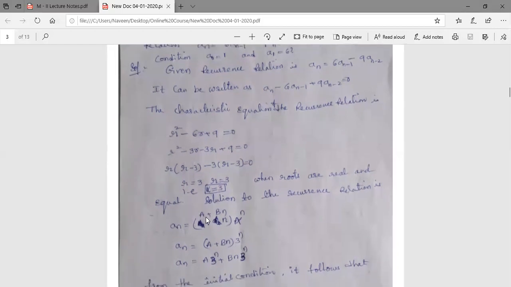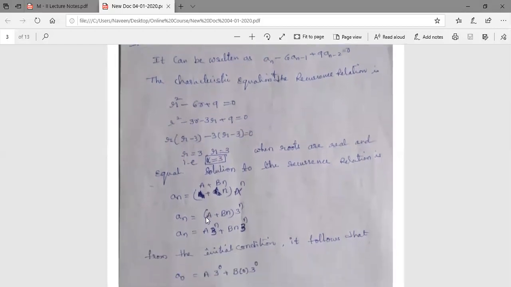The solution to the recurrence relation when roots are real and equal is an is equal to a plus bn into alpha power n, where alpha is the root which is repeated. We got two equal roots, and alpha is 3 here. So by substituting alpha as 3, we got the solution: an is equal to a plus bn into 3 power n.